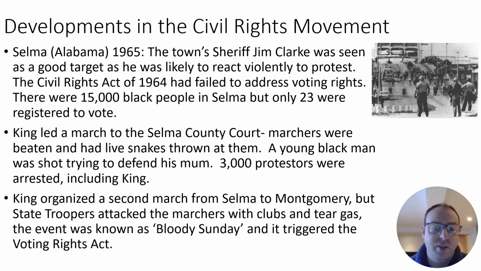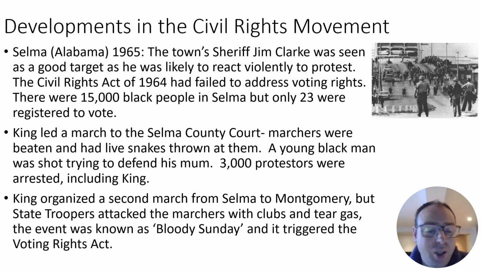King went to Selma, led a march to the Selma County Court of people who wanted the vote. Marchers were beaten and even had live snakes thrown at them. A young black man was shot as he tried to defend his mother. 3,000 protesters were arrested, including King, who made a quip about the jails in Selma having more African Americans in them than there were registered African American voters.